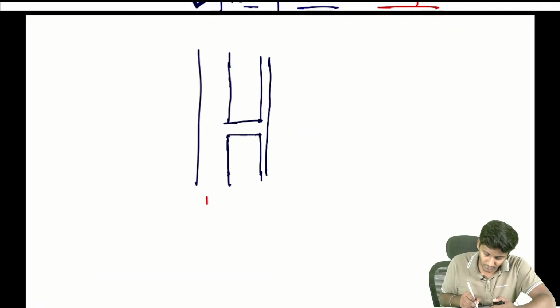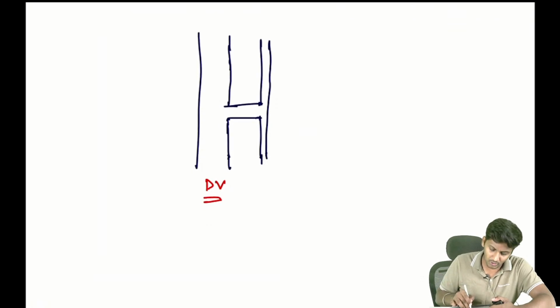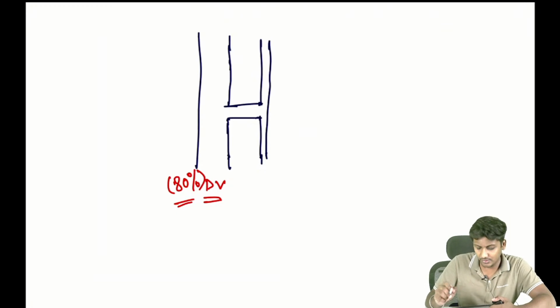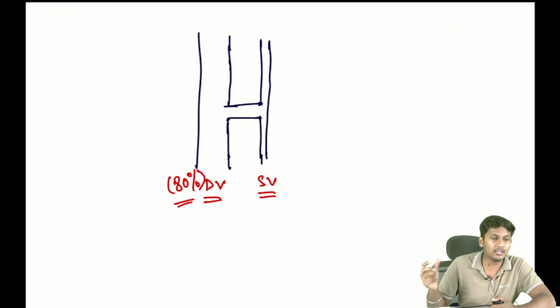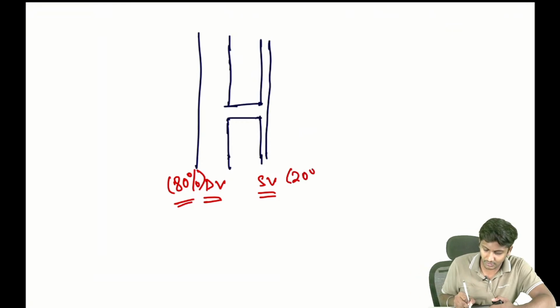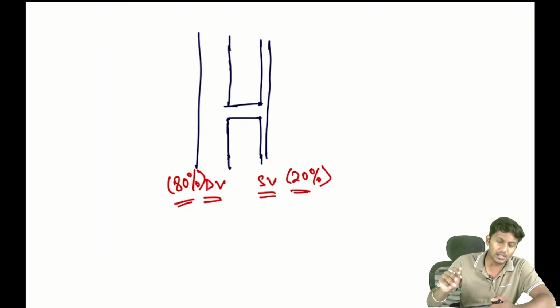So this is your deep vein. As you can see, the deep veins are larger in size, and they carry almost 80% of the blood from the legs itself, whereas the superficial veins, can you see, they are very thin, very small in size, and they only carry 20% of the blood.